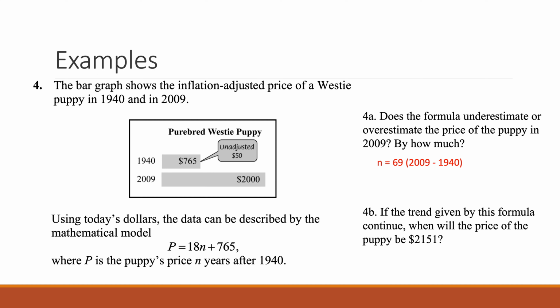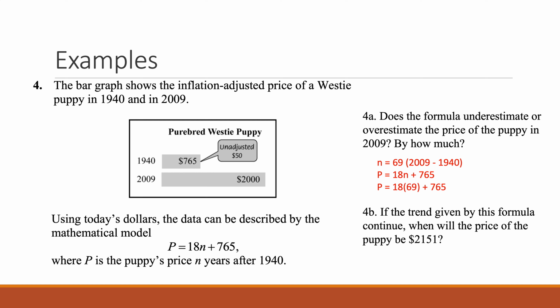Well, the first thing you have to understand here is that N is 69. The reason that N is 69 is because in this bar graph, we're dealing with the year 2009 and 1940. So N stands for the number of years since 1940. So I subtract 2009 minus 1940. Then I start working this into the formula. The puppy price in the bar graph is $2,000. Let's plug in the 69 for N, because 69 is the number of years. Let's see how accurate this formula is.